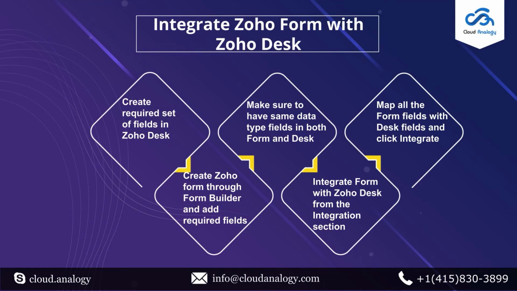Moving ahead, let me inform you about some of the simple steps associated with integrating ZOHO form with ZOHO Desk. Firstly, you have to create the required set of fields in the ZOHO Desk. After that, you must create a ZOHO form with the help of Form Builder and add the required fields in the form. While doing so, you must make sure that you have the same data type fields in both form and desk. Once you are done with this, you can integrate the form with ZOHO Desk from the integration section. Lastly, you are required to map all the form fields with desk fields and tap on Integrate.